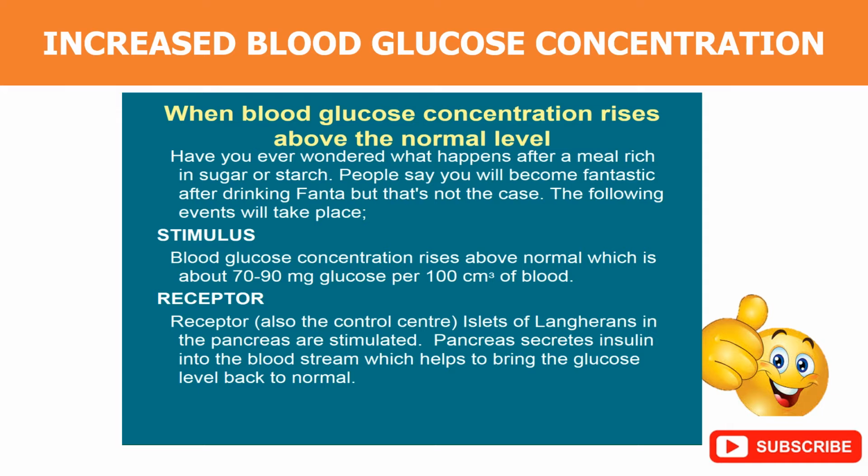Stimulus. Blood glucose concentration rises above normal, which is about 70 to 90 mg glucose per 100 cm³ of blood. Receptor. Receptor is also known as the control center. Islets of Langerhans in the pancreas are stimulated. The pancreas secretes insulin into the bloodstream, which helps to bring the glucose level back to normal.